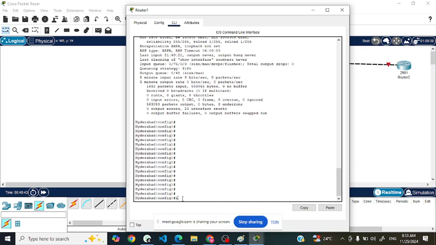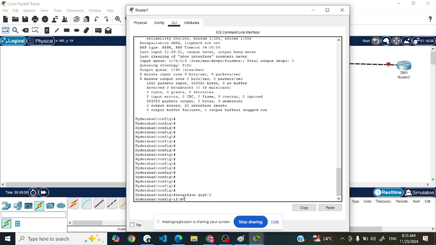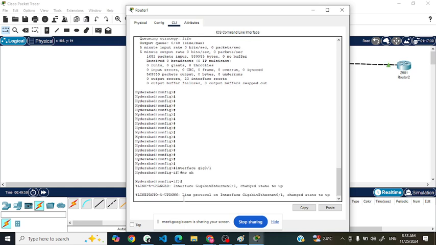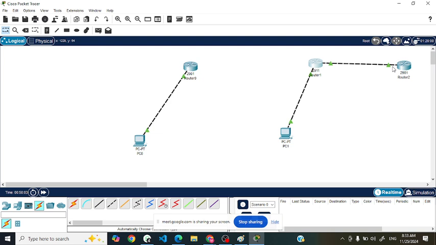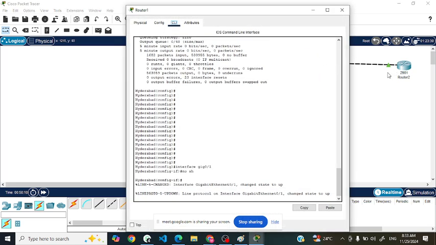Let me do it here. It's the Hyderabad router, sorry. Interface gig 0/1, no shutdown. Now you can see this interface has come up. Before that it was showing red. Did you guys notice? Now it is green.